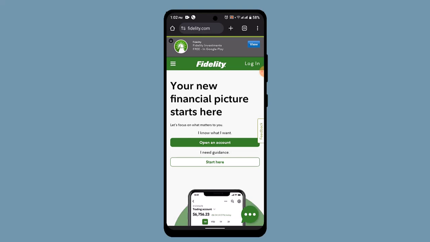Apart from that, Fidelity also offers individual retirement accounts, that is IRAs, including traditional, Roth, and rollover IRAs. Now, contributing regularly to these accounts can help grow your retirement savings, often with tax advantages as well.